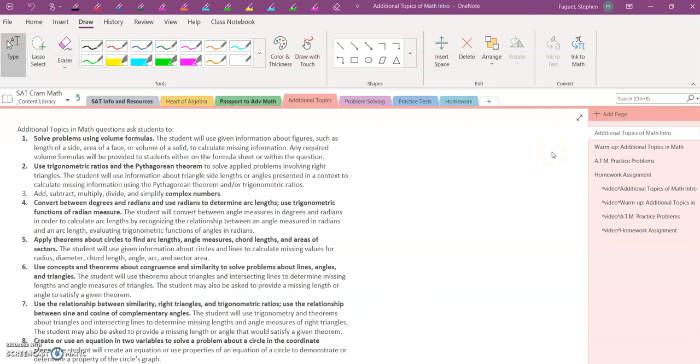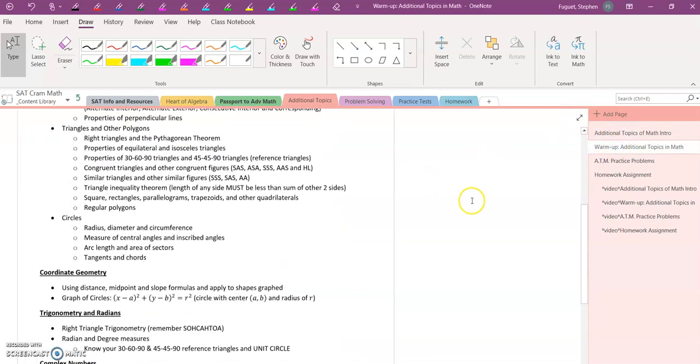Now, just to make sure you know where to access everything, go to the content library where it says additional topics. You will see these four things, which we will be going through over the course of these videos. So this is the math intro. I'm not going to read this, but please take a moment to read over it. And these are the specifics from SAT College Board that they want you to look over.